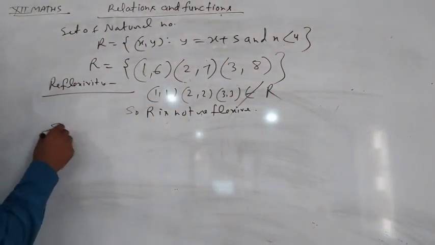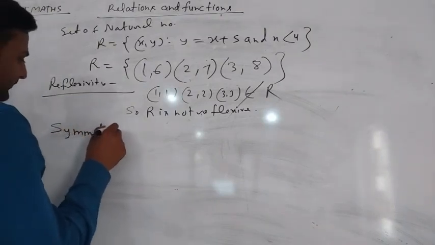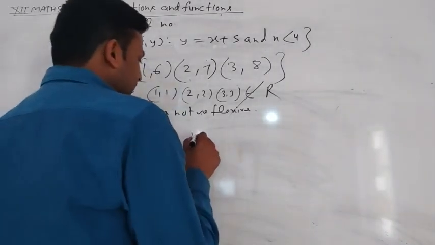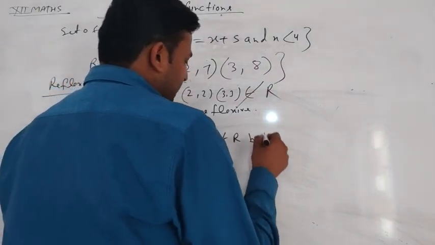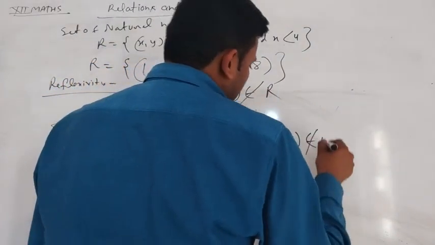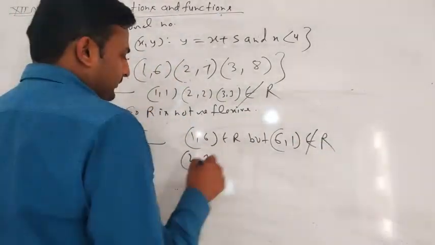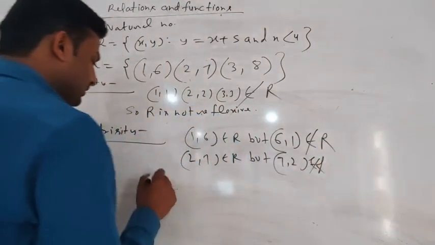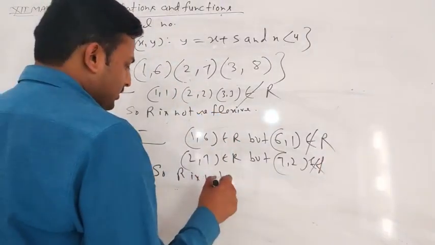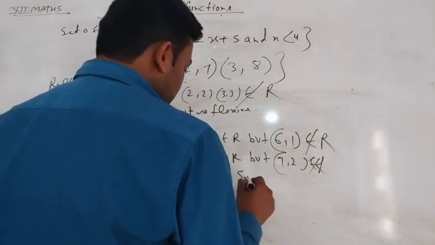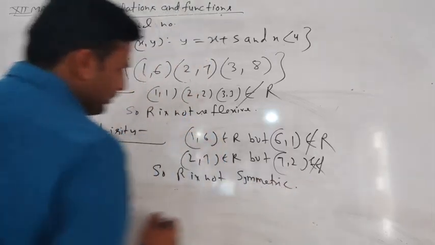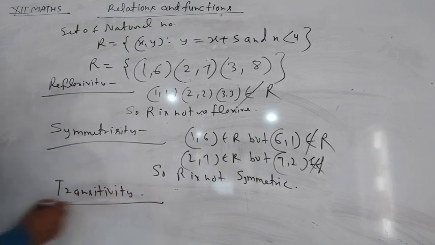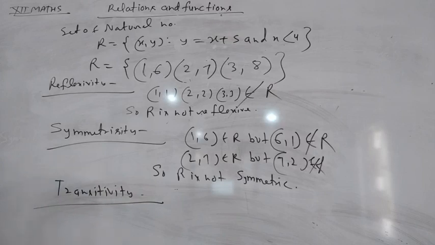Symmetry: (1, 6) belongs to R, but (6, 1) does not belong to R. Similarly, (2, 7) belongs to R, but (7, 2) does not belong to R. So R is not symmetric. Now we prove transitivity.